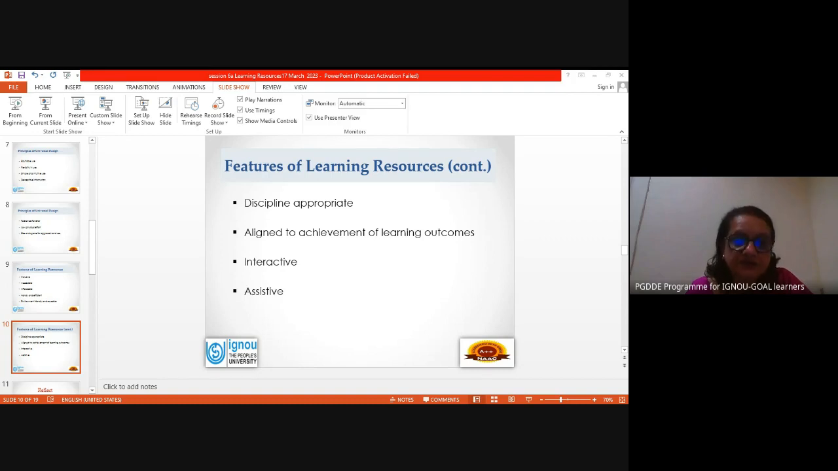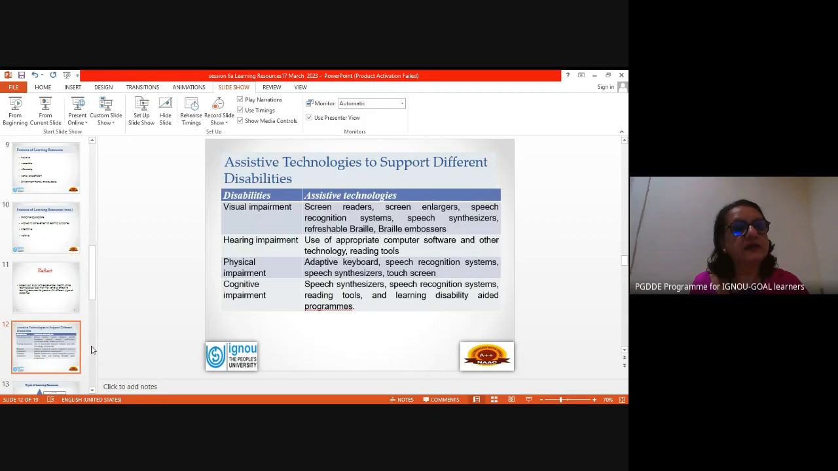Assistive, of course, as we said, because when we're talking about universal design, of course, it has to assist you. It has to be assistive in the sense that it should be able to help you, facilitate you, guide you through the material. And these assistive resources may also be in the form of some kind of app or software which a person with disability might need. So these are also very, very important as a resource. Okay, so then let's proceed.